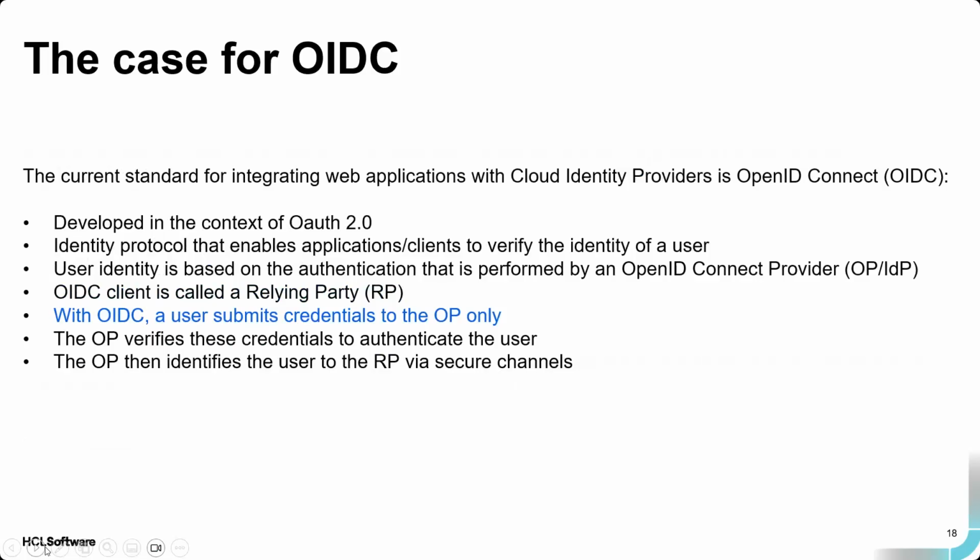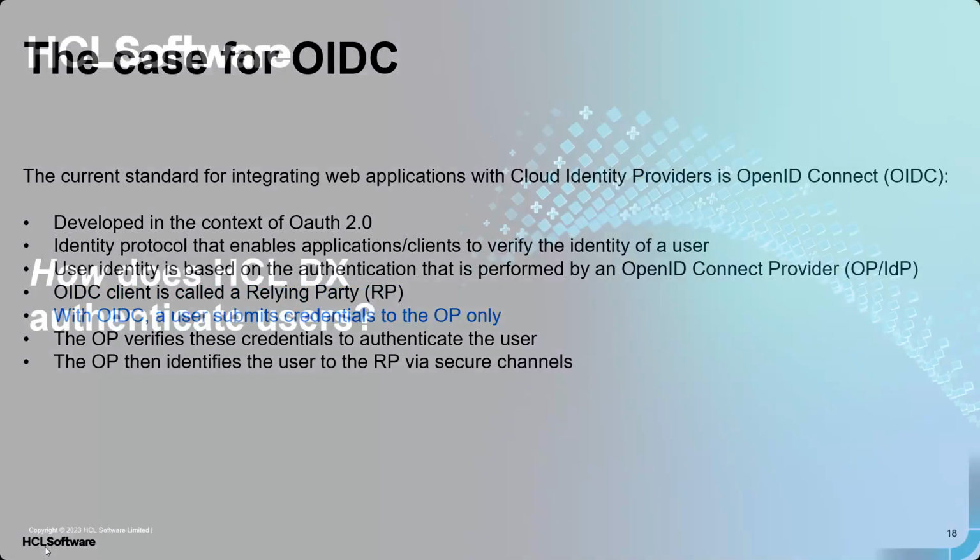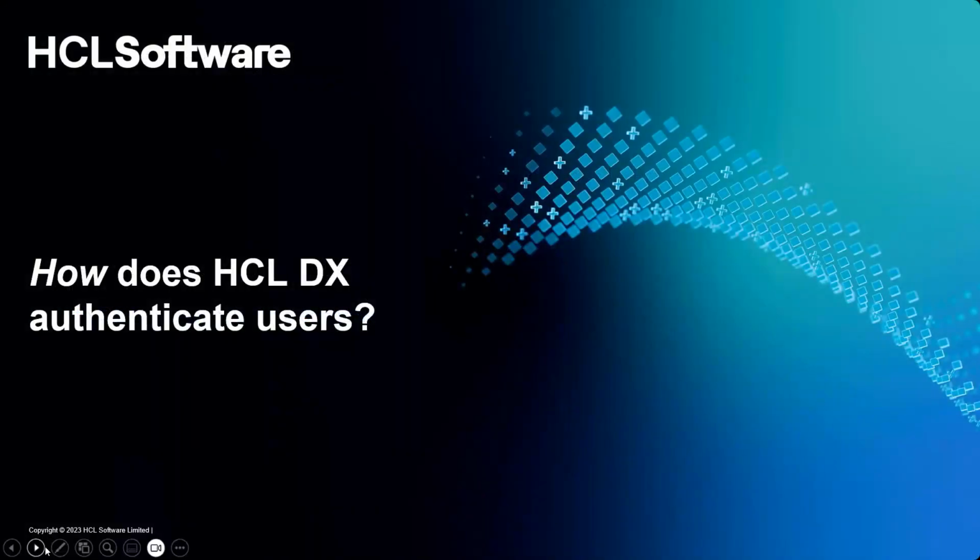So again, the user submits credentials to the OpenID Connect provider. You'll see that sometimes referred to as OP, OpenID Connect provider, OIDC provider, or IDP, identity provider. Those terms are essentially interchangeable. And then the identity provider, via secure channels, these are secured via certificates, gives information about the user to the application.